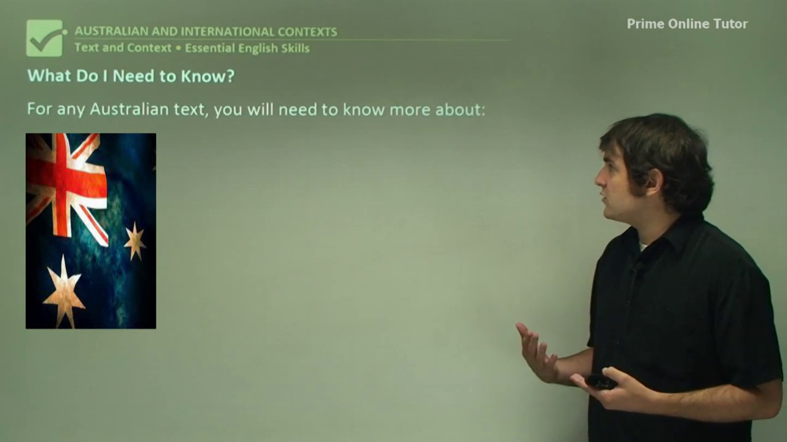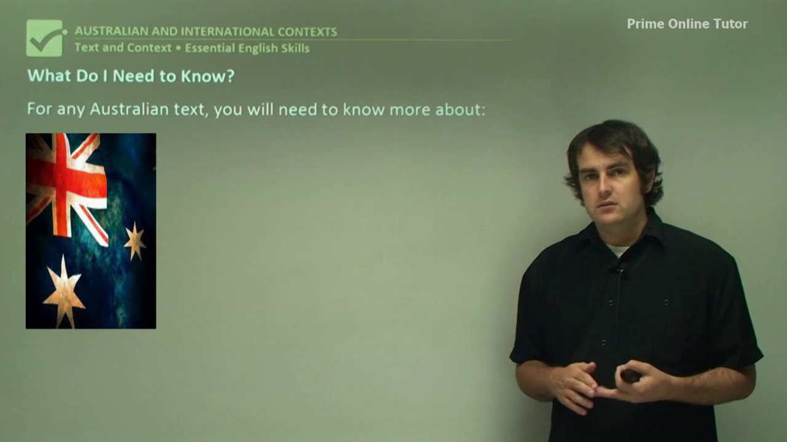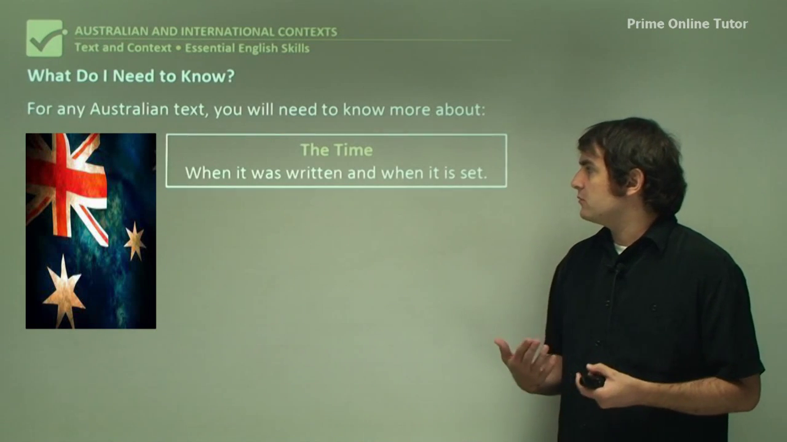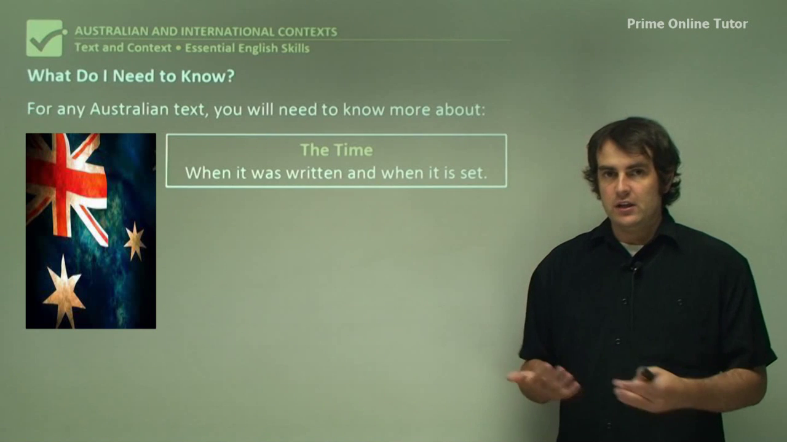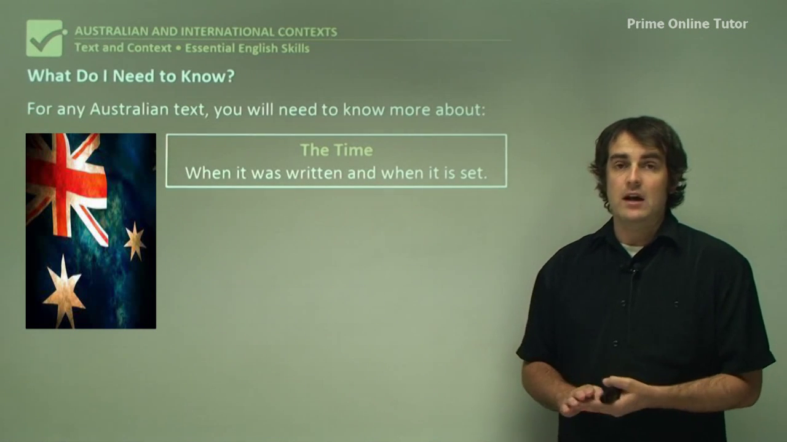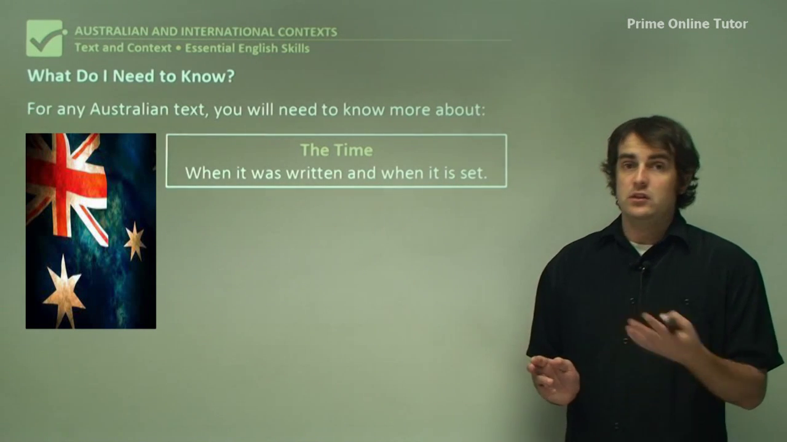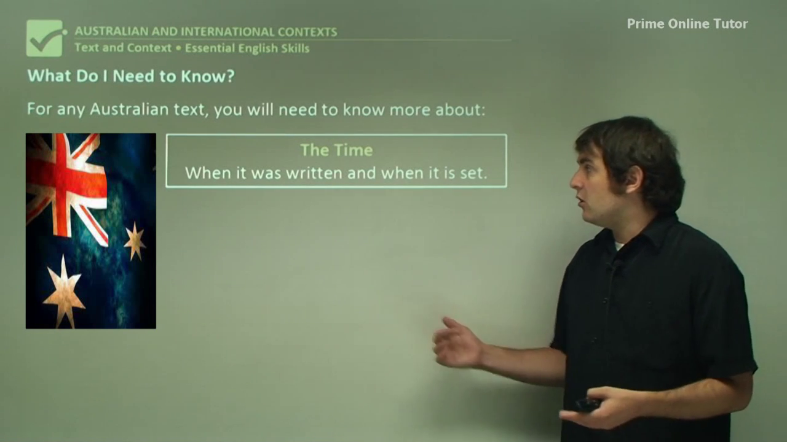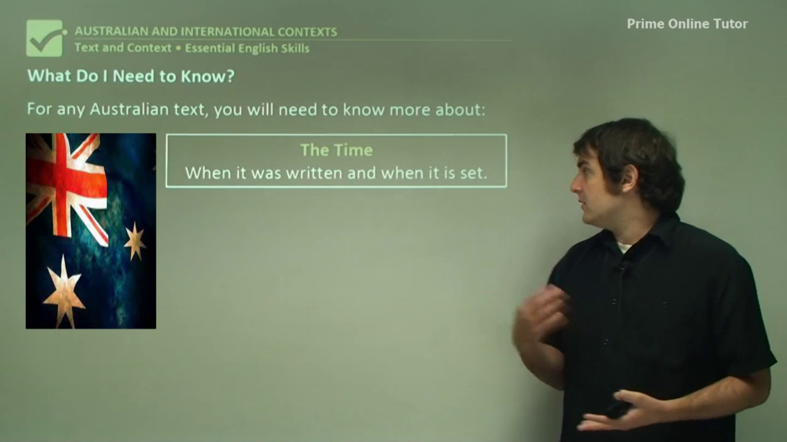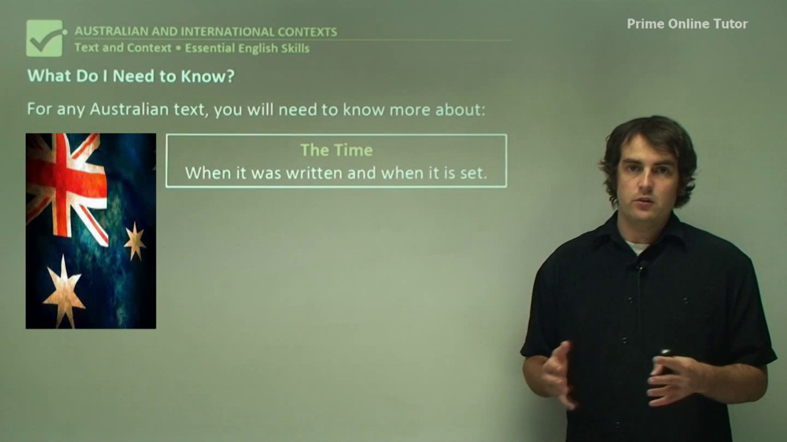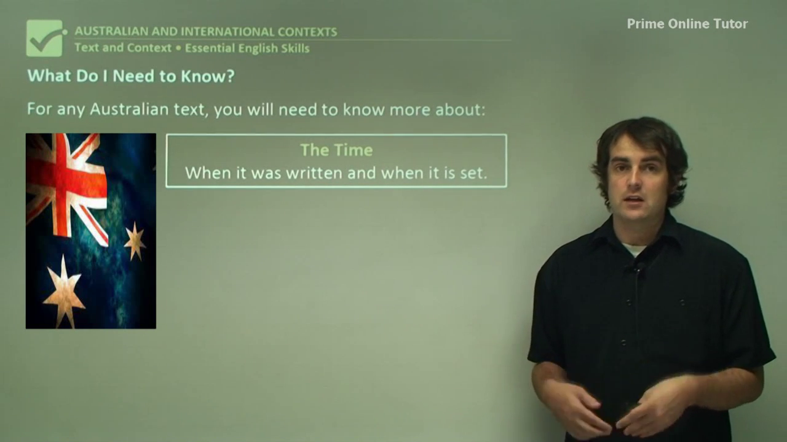Well, first of all, for any Australian text, you need to know about these things. First of all, you need to know about the time it was written and when it was set. Australia has changed a lot in the last even 100 years, even the last 50 years, even the last 30 years. So you need to be very conscious about the time it was written and the time it's also set in, because obviously not all texts are set in the era that it's written in.